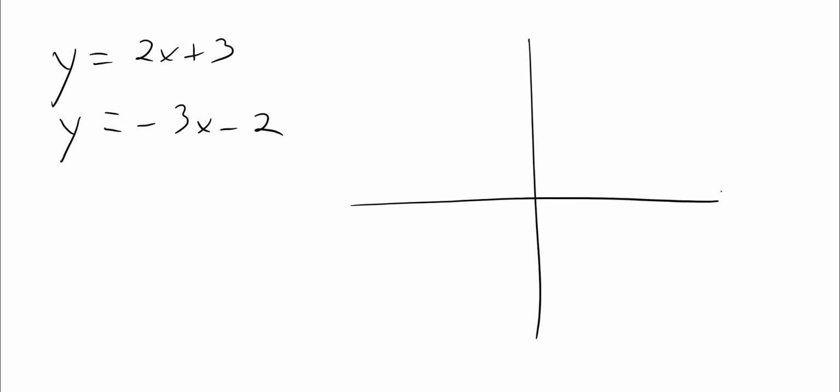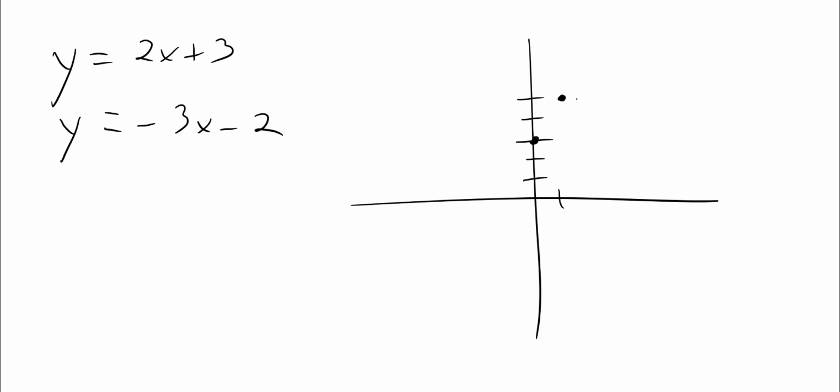y is equal to 2x plus 3, and y is equal to negative 3x minus 2. Okay, go ahead and graph that. So we're going to go up 3. Plot a point, and up 2 and over 1. Up 2 and over 1.